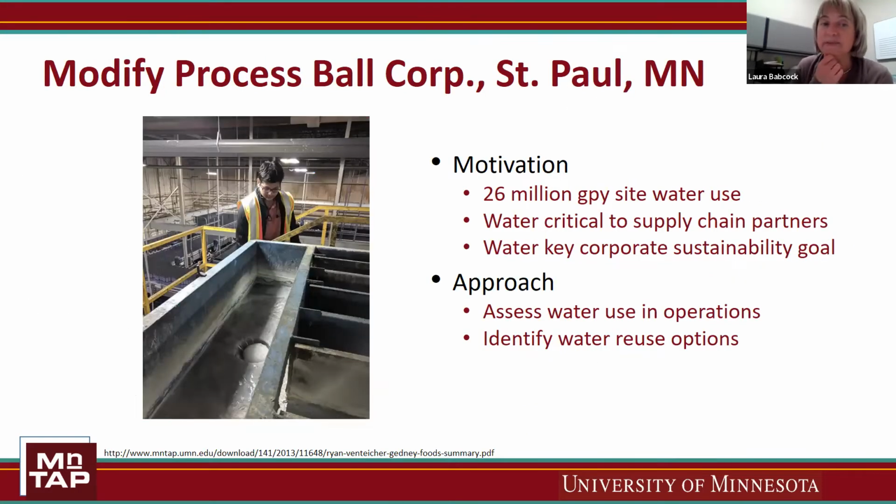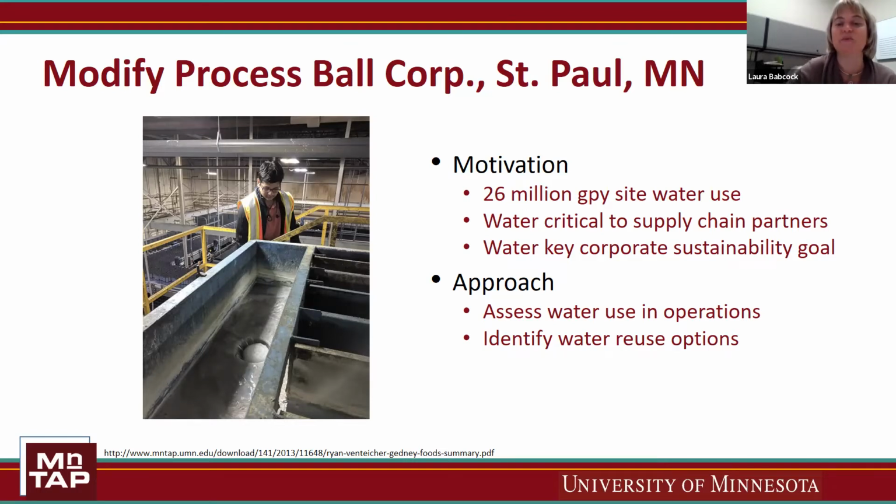Again, another company, Ball Corporation. Ball Corporation makes packaging for beverages. And the motivation on this one was they use 26 million gallons per year of water at this particular site. And accounting for that water is actually being demanded of their supply chain partners. So someone upstream is asking them to account for their water and to make actions to decrease that water. And so this is an external pressure now that's coming at them.